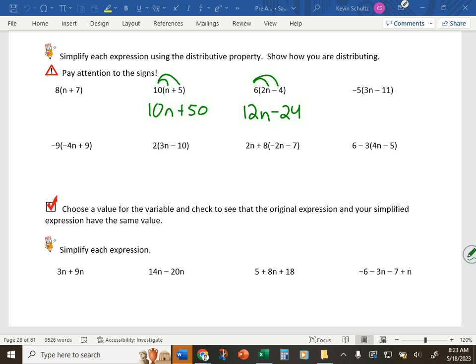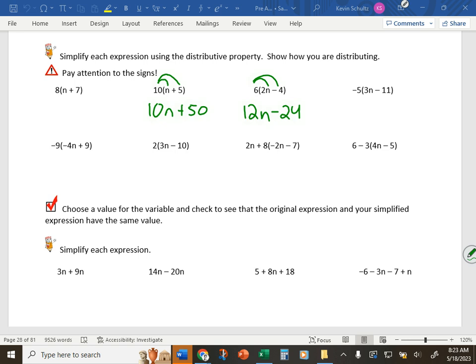Pick another one in that section. One of the remaining 5. What do you want to do together? Oh, yeah. That one is a bit of a doozy. Actually, you know what? I wanted that one. Which one? 2n plus 8? Yeah, let's try it. Okay? 2n plus 8 times negative 2n minus 7.